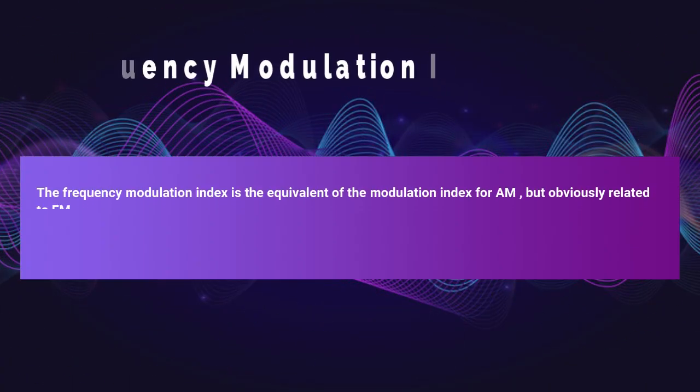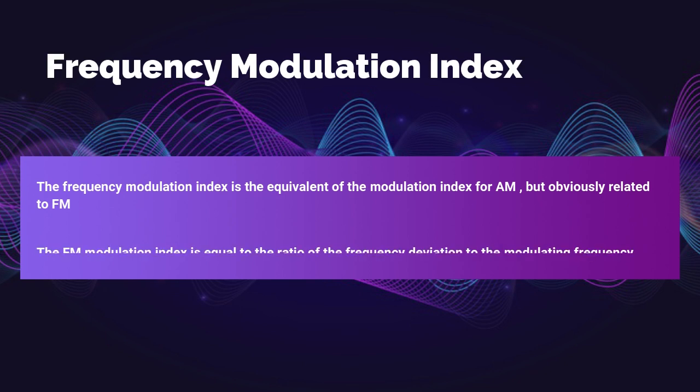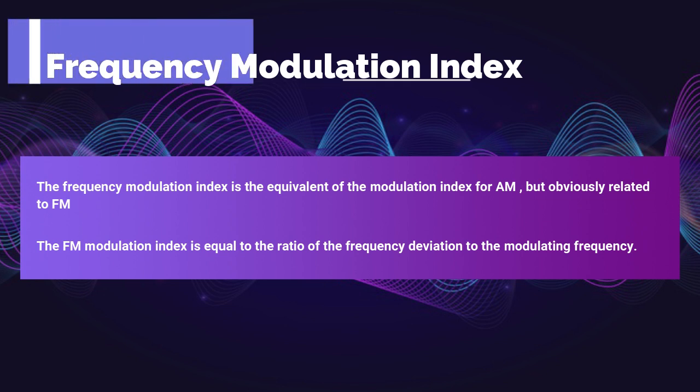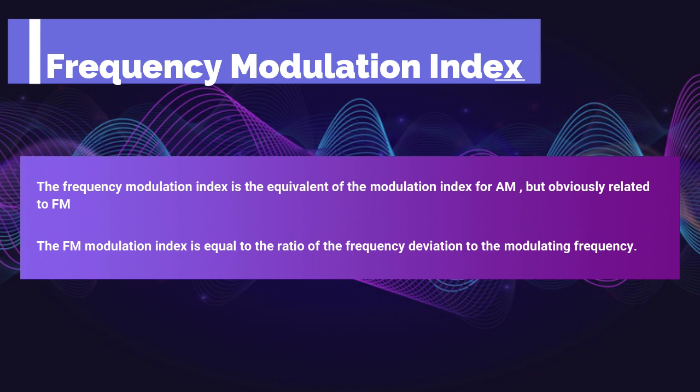The frequency modulation index is the equivalent of the modulation index for amplitude modulation, but obviously related to FM. In view of the differences between the two forms of modulation, the FM modulation index is measured in a different way. The FM modulation index is equal to the ratio of the frequency deviation to the modulating frequency.